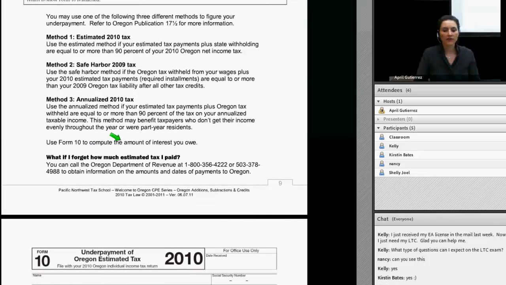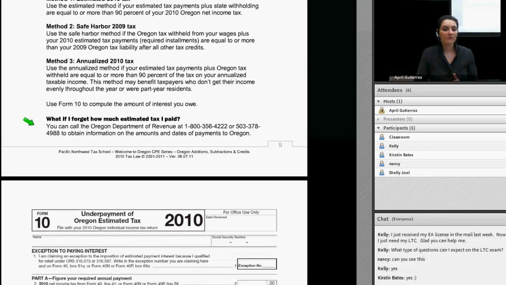So this part-year resident reason is a very good one. You were a non-resident of Oregon during the year, and then you moved to Oregon, and it's very common for part-year residents of Oregon to owe. And when we get into our class on part-year residents, I'll show you why that's common. But ultimately, one of the ways to reduce the penalty for a person who is a part-year resident of Oregon would be to use method number 3.